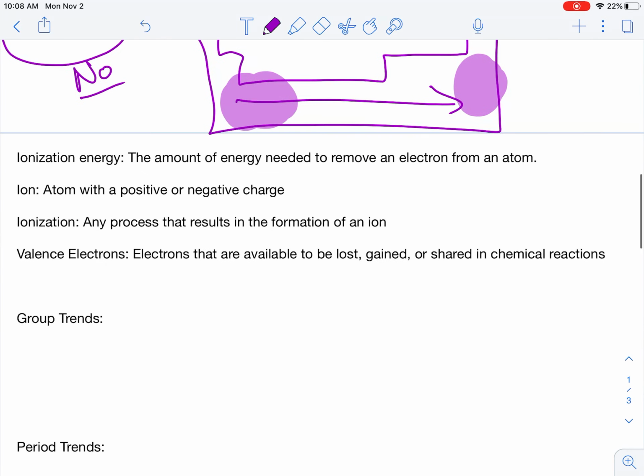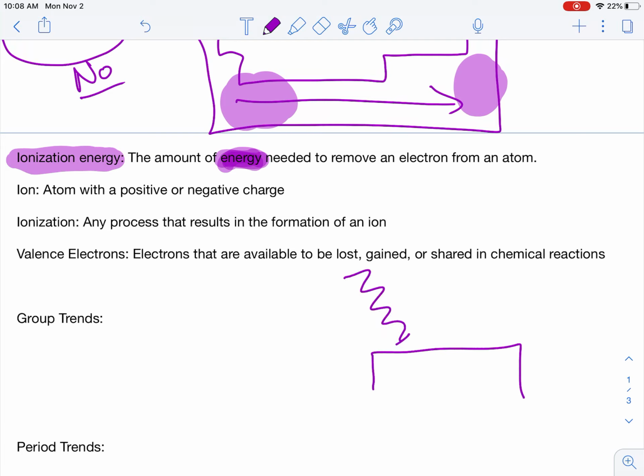All right. Our next trend is called ionization energy. What is it? The amount of energy needed to remove an electron from an atom. This should pop up a memory of the photoelectric effect. So the photoelectric effect, if you recall, if I used purple light, I could kick out an electron because purple light had enough energy to remove that electron. Red light did not. So it's a very similar stance in that.